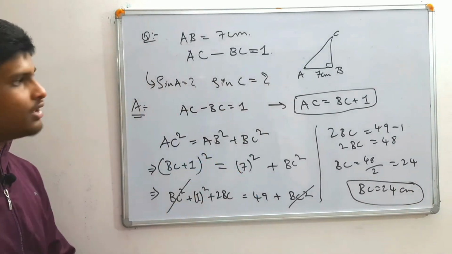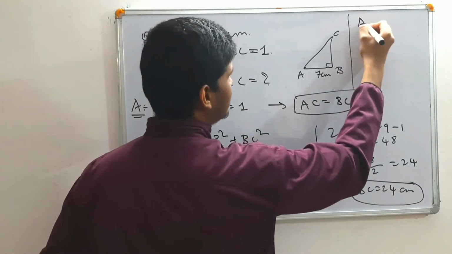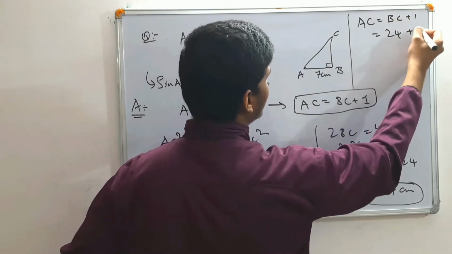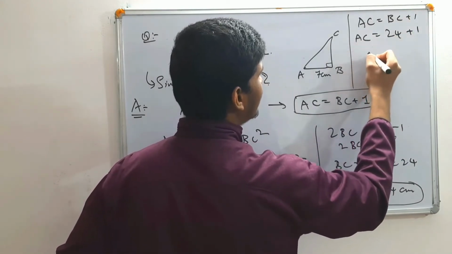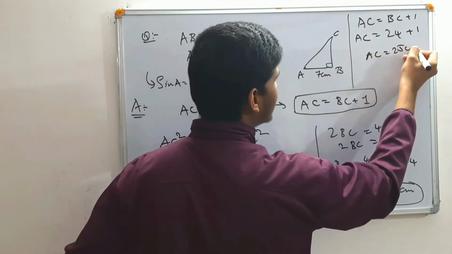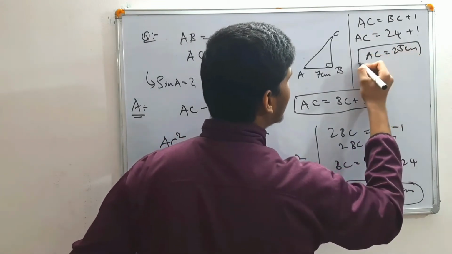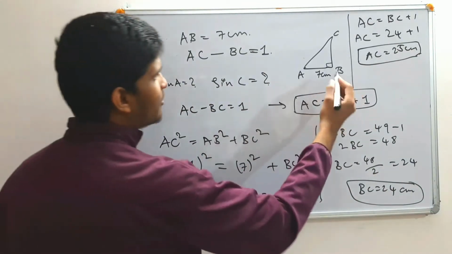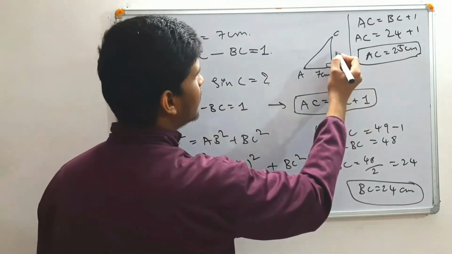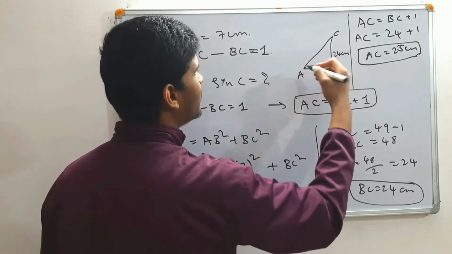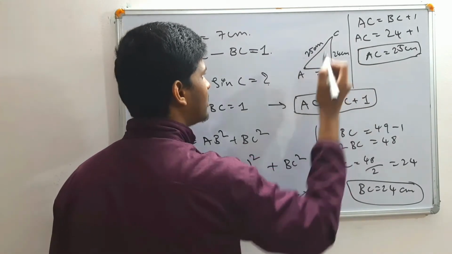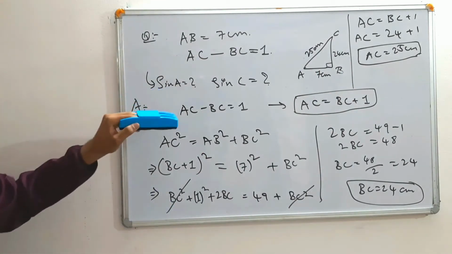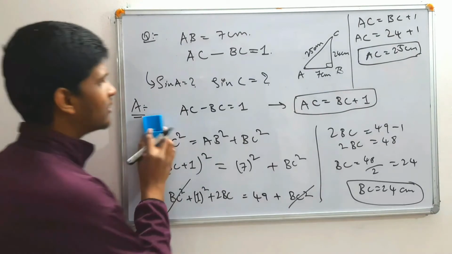So if you get BC, you can get AC, no? As AC is BC plus 1 and BC is equal to 24 centimeter, plus 1, AC will become 25 centimeter. So we got the lengths of all the sides: AB 7 centimeter, it's given, and BC we found out to be 24 centimeter and AC 25 centimeter. So we got the lengths, and now we have to find sine of angle A and sine of angle C. Let's find.